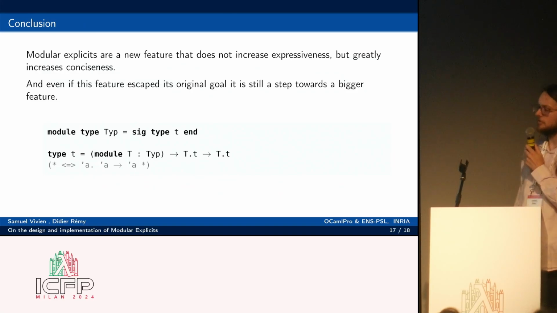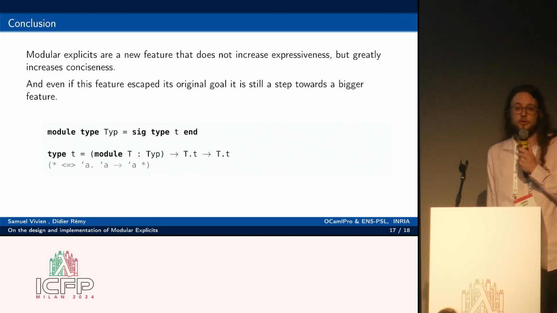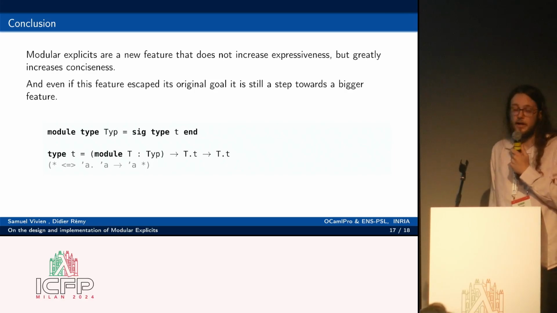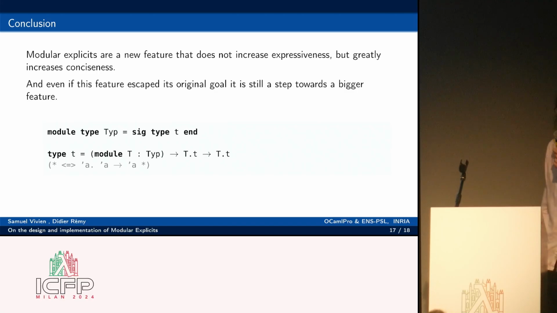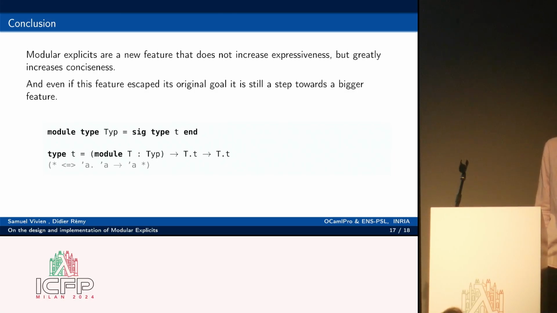So as a conclusion, modular implicits are a new feature that does not increase expressiveness, but greatly increases conciseness. Also, this feature escaped the original goal of just being a step towards modular implicits, and now it's a cool feature that can be used as a feature itself. However, it's still just a step toward making OCaml a bit more user-friendly in some cases.